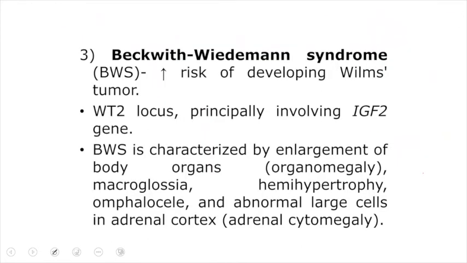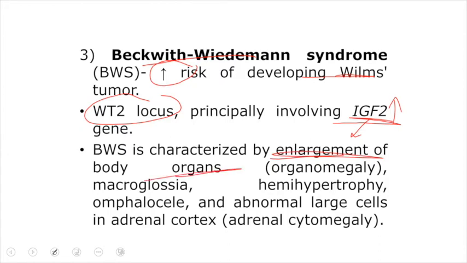So Beckwith-Wiedemann syndrome has an increased risk of developing Wilms tumor, and the WT2 locus also involves the insulin-like growth factor 2 gene. Because of the involvement of this growth factor, its increased activity results in enlargement of different body organs, and that will manifest with organomegaly, and that will result in macroglossia, hemihypertrophy, and adrenal cortex cytomegaly as well.